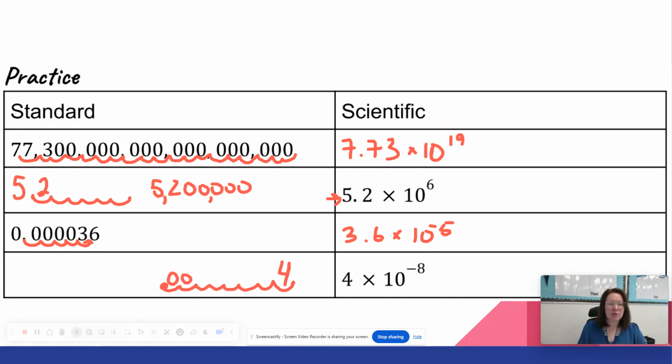So I fill in zeros here. Notice how 8 times does not mean 8 zeros. 1, 2, 3, 4, 5, 6, 7. In this case, there's only 7 zeros. So be careful of that.